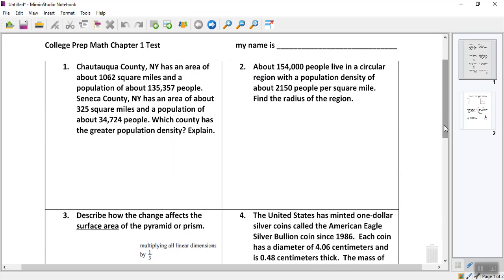It says Chautauqua County, New York has an area of about 1,062 square miles and a population of about 135,357 people. Seneca County, New York has an area of about 325 square miles and a population of 34,724 people. Which county has the greater population density? Tell me why. Well, how am I going to go about this, kids?